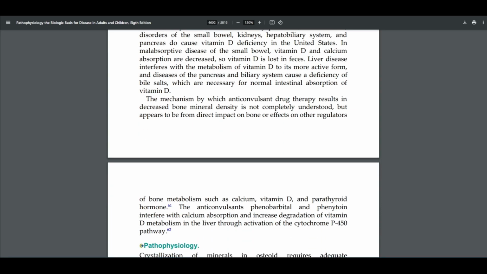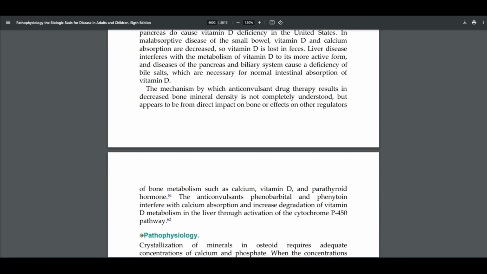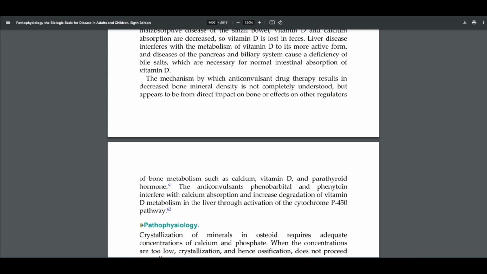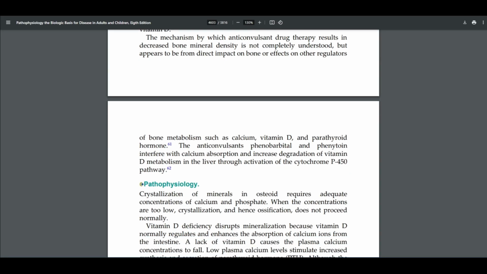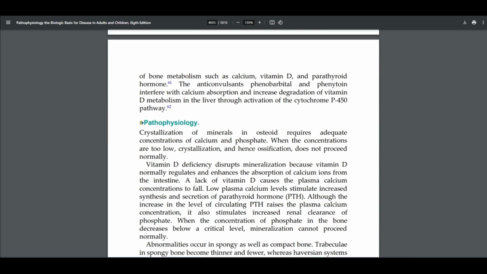The mechanism by which anticonvulsant drug therapy results in decreased bone mineral density is not completely understood, but appears to be from direct impact on bone or effects on other regulators of bone metabolism, such as calcium, vitamin D, and parathyroid hormone. The anticonvulsants phenobarbital and phenytoin interfere with calcium absorption and increase degradation of vitamin D metabolism in the liver through activation of the cytochrome P450 pathway.